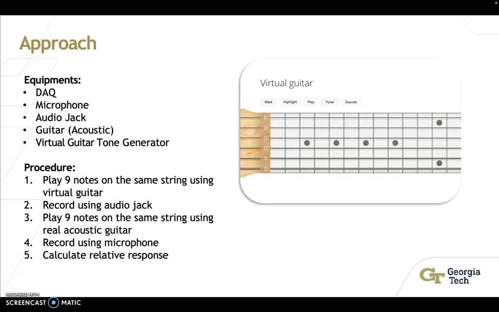The equipment I have is the DAQ system. I also have a microphone and an audio jack that came with the system. I will use my own guitar, which is an acoustic guitar, and there's also a virtual tone generator. For the procedure, I play 9 notes on the same string using the virtual guitar online, and I will record that using the audio jack. After that, I play 9 notes on the same string using my guitar, and I will record it using the microphone. After that, we calculate the relative response.